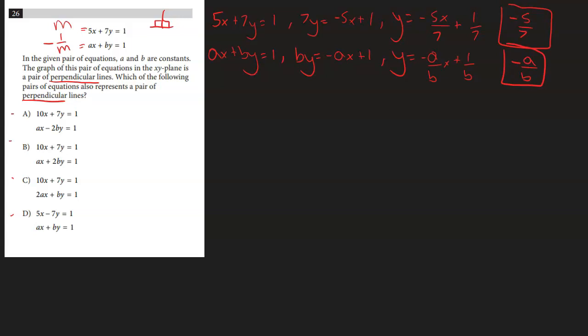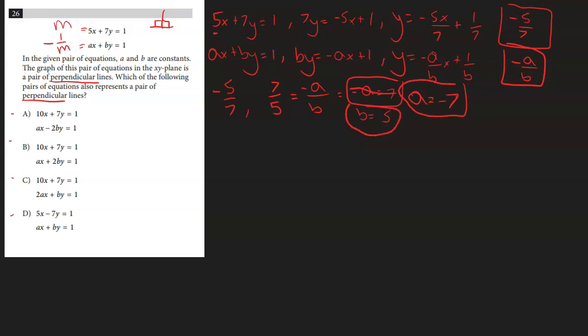So we can actually find what a and b equal by doing this. We take the top line's slope, which is negative 5/7. We take the inverse of that, and that would be a positive 7/5. And we would set that equal to negative a over b. So now we know negative a equals 7 and b equals 5. Actually, that's a bad way to write it. a equals negative 7 and b equals negative 5.